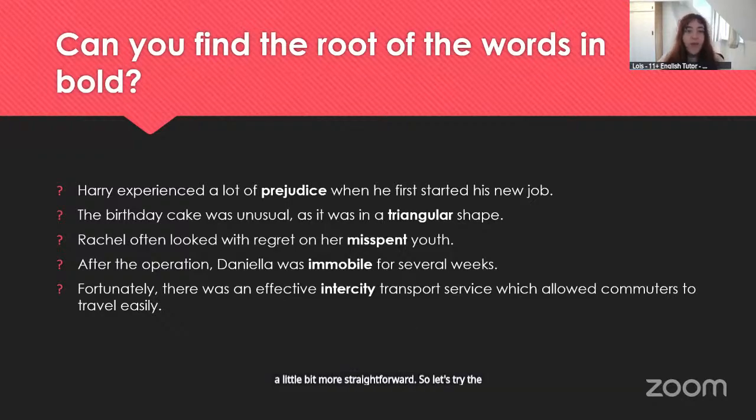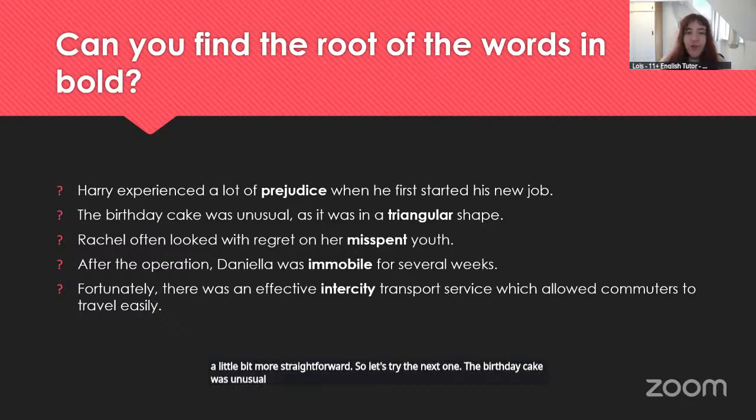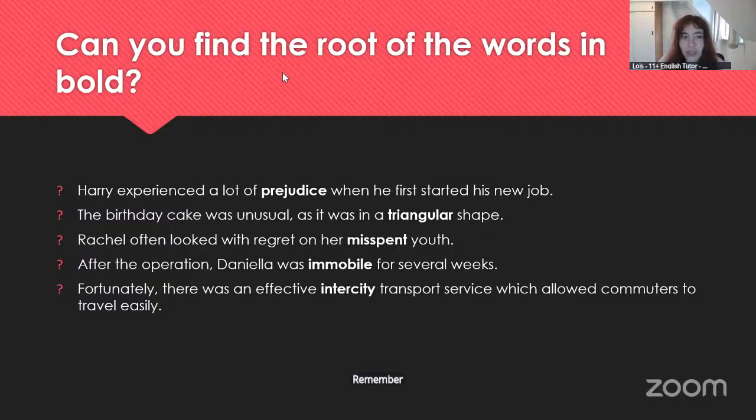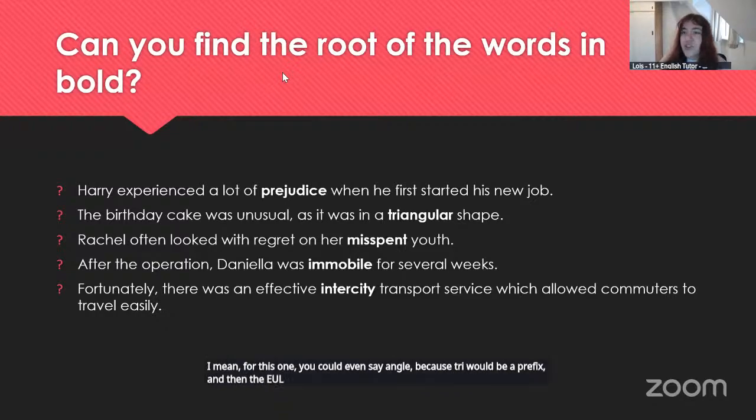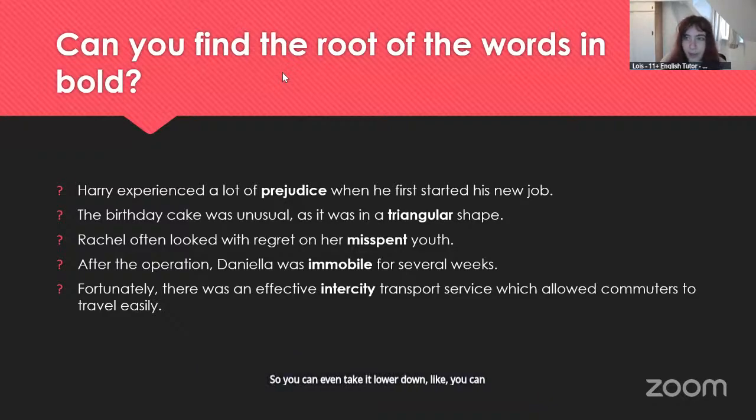So let's try the next one. The birthday cake was unusual as it was in a triangular shape. What is the root of this word? Oh, good. I can already see some correct messages coming through here. Remember, remove as much as you can of the word. Okay, good. Lots of you are saying triangle. Yes, excellent. For this one, you could even say angle because tri would be a prefix and then the ular is just a suffix. So you can even take it lower down and narrow it down even further. Okay, let's try number 3.